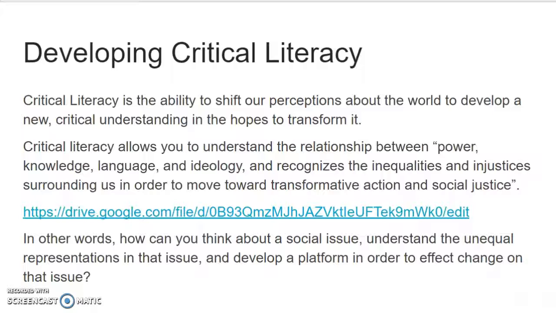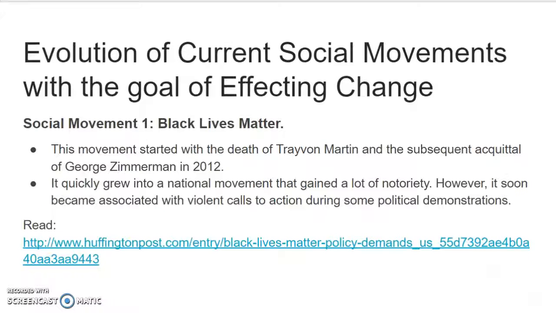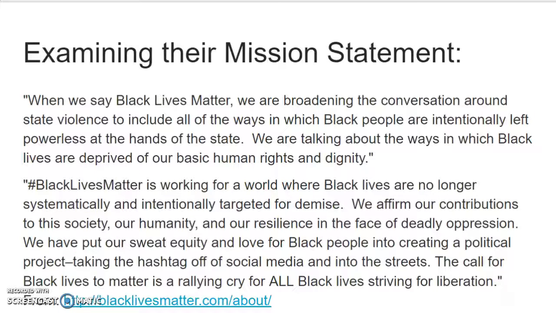We would talk about the definition, and after that, we would apply it to current social movements with the goal of affecting change. So they will take a look at 4 different social movements. The first one will be the Black Lives Matter movement. So they'll do a reading about it to get a better understanding of how it started, why it started. They'll take a look at their mission statement to get an idea of what is the social issue that they were trying to change or transform.